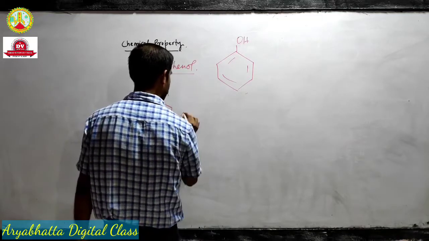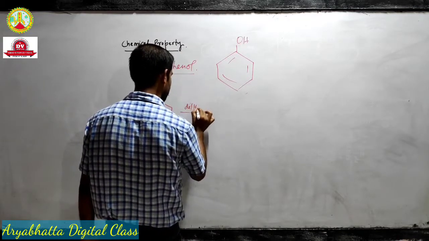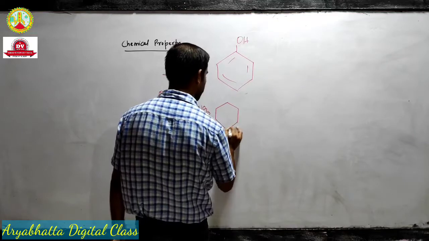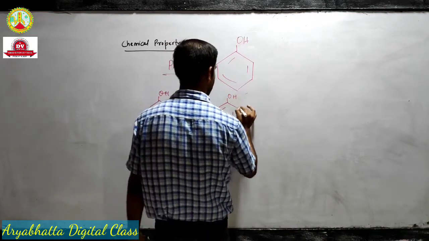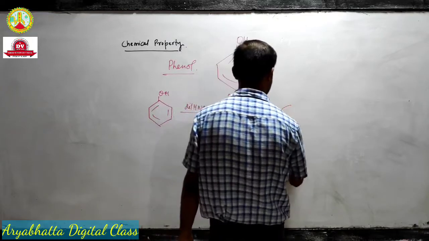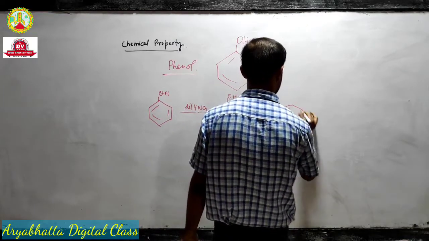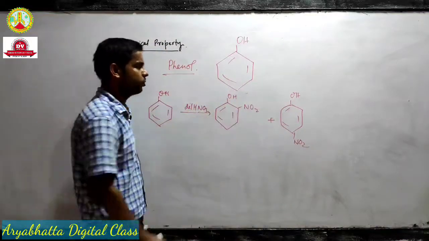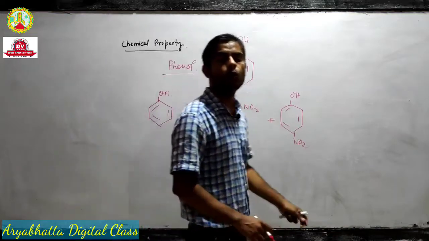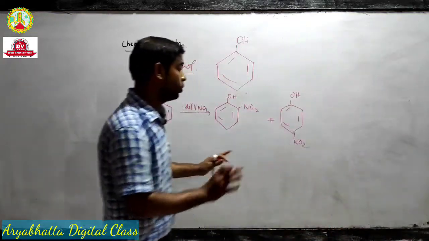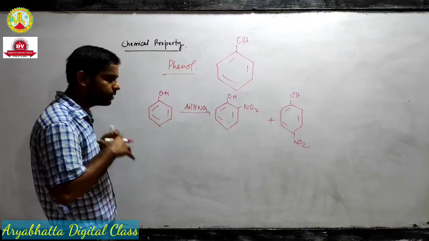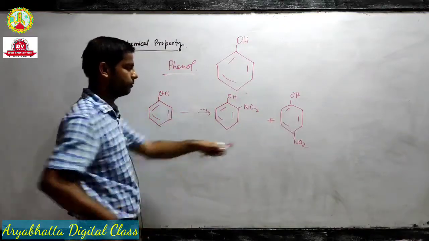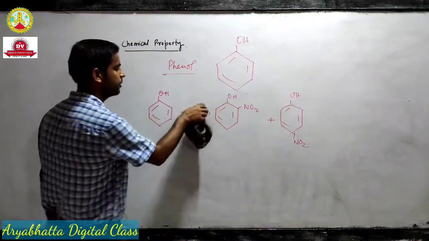take dilute nitric acid, what will happen? Since it is ortho-para directive, we will get one ortho product and one para product. One ortho isomer and one para isomer, as OH is ortho-para directive. And I told you that this is activating also. So what does activating mean? The activating means that if I change, and para is major product, I have discussed this earlier also.